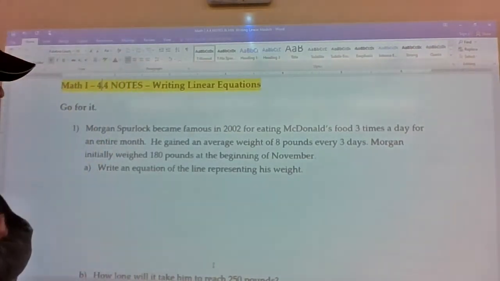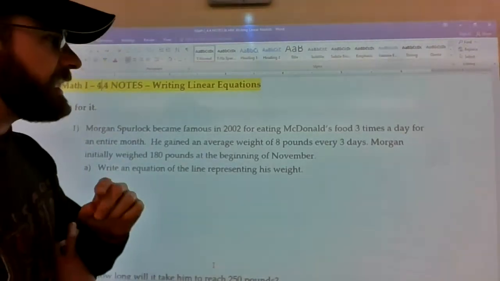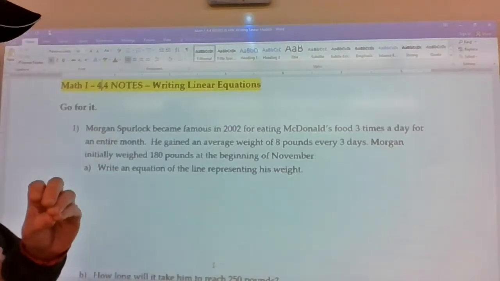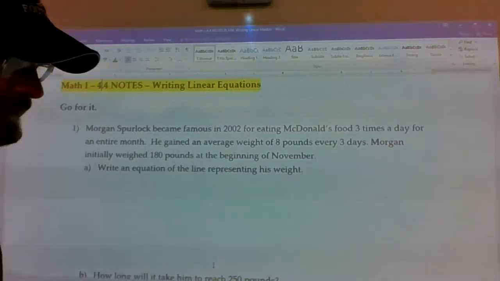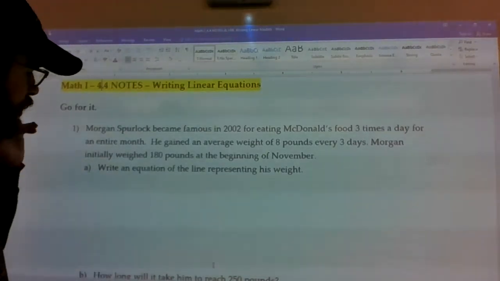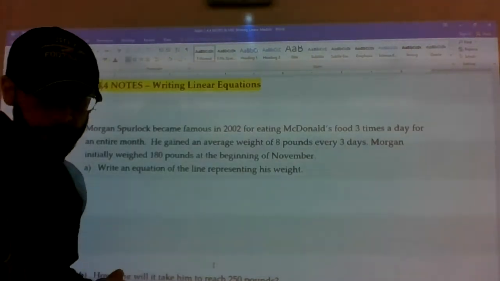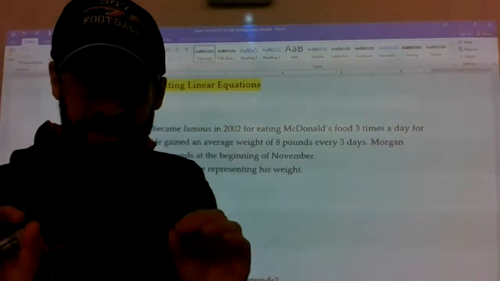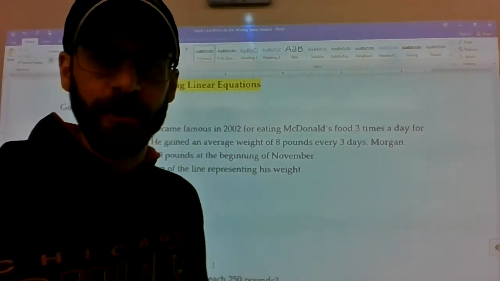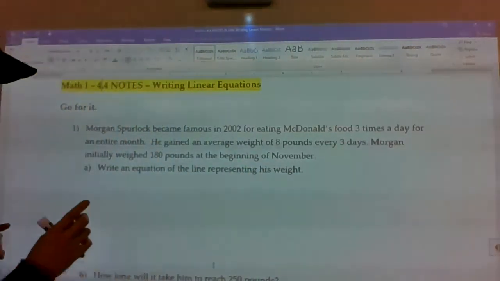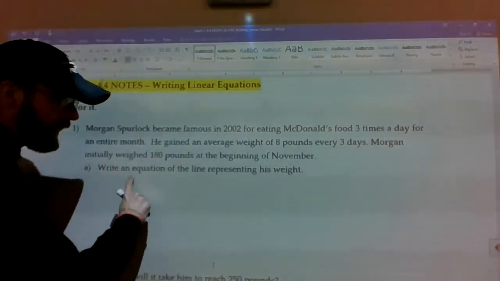So, here's the situation. Morgan Spurlock became famous in 2002, true story, for eating McDonald's food 3 times a day for an entire month. On average, he gained about 8 pounds every 3 days. Morgan initially weighed 180 pounds at the beginning of November. All right, and you know what? I kind of fudged the numbers just a little bit on these, just to give us our own unique learning scenario here.